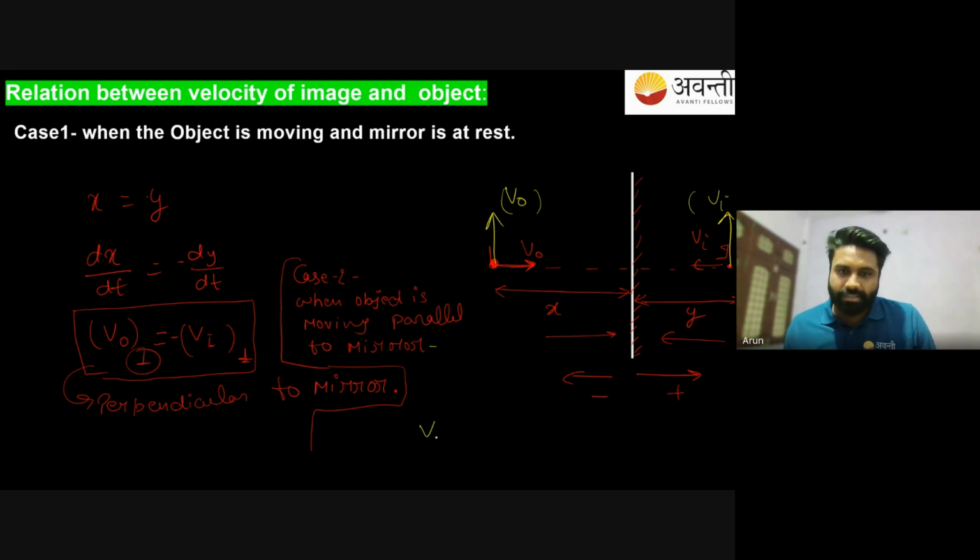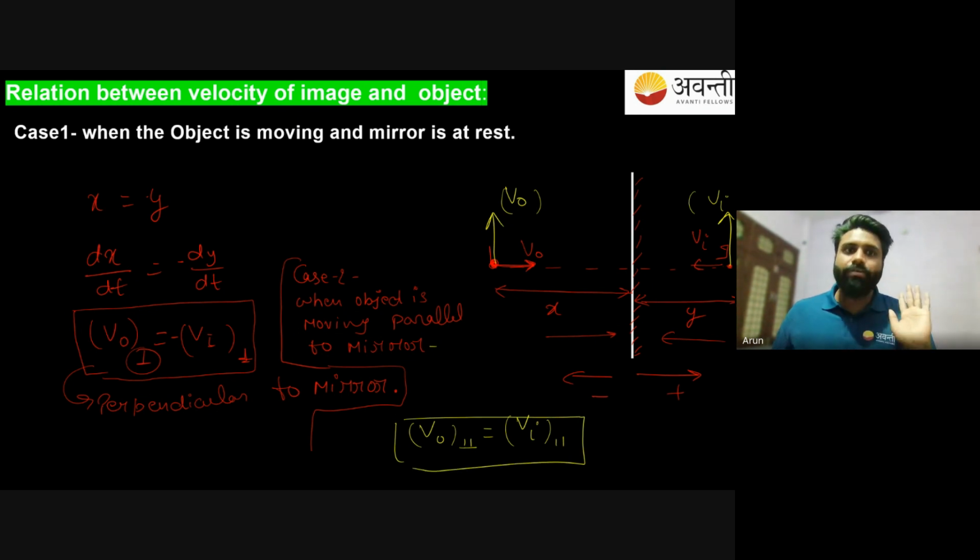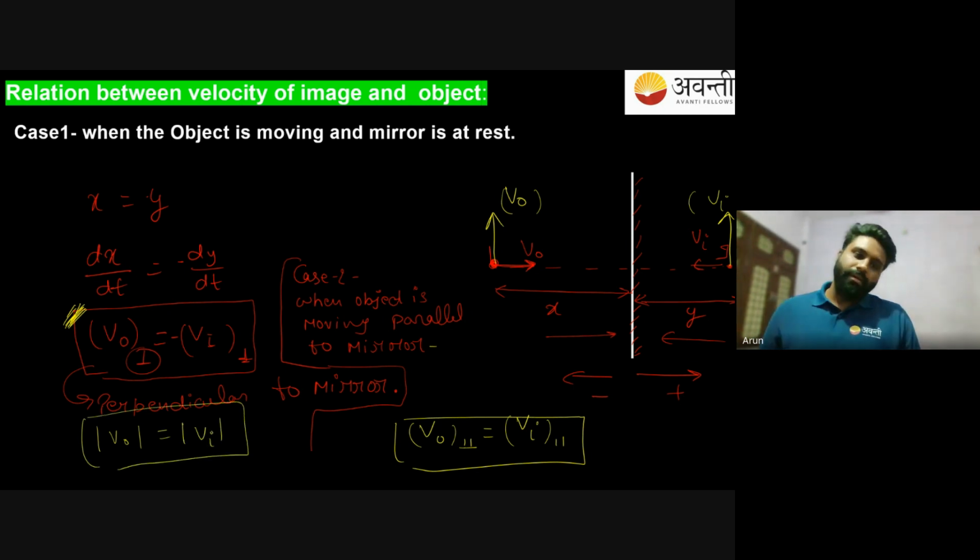Okay, so these velocities are equal to each other. Means velocity of object parallel is equal to velocity of image parallel. Okay, always in the same direction also. But for the perpendicular one, these are same in magnitude but opposite in direction. I must write here the magnitude of VO is equal to magnitude of VI. Got it? Okay. This is the first case.